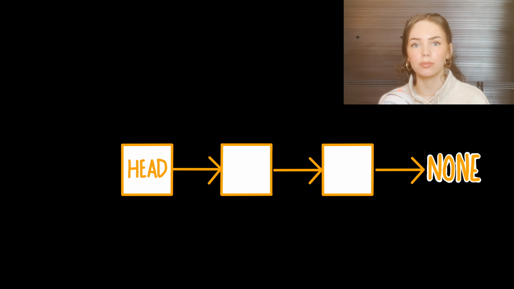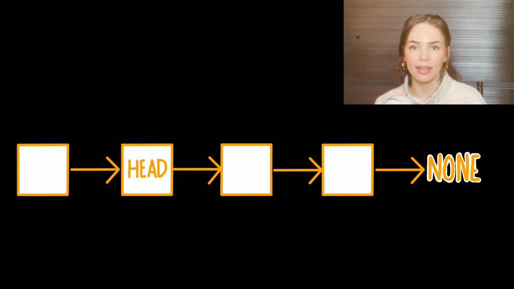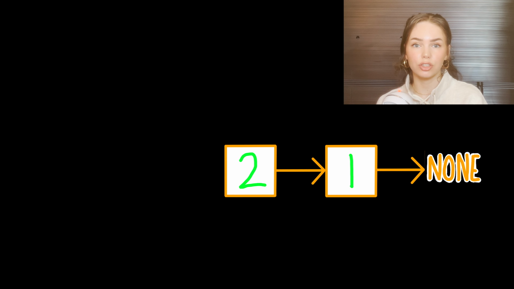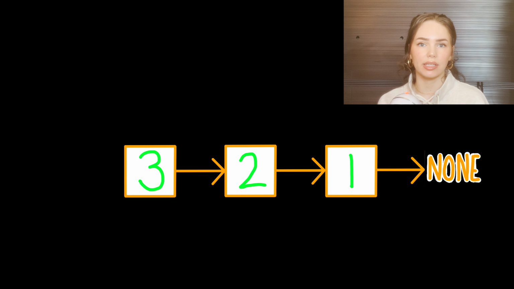Traditionally, a linked list inserts a new node at the head of the list. So every new node replaces the old head as the new head, which is kind of the opposite of what we do with arrays. If we inserted 1, 2, 3 in that order into a linked list, we'd actually get a linked list that looks like this, 3, 2, 1.